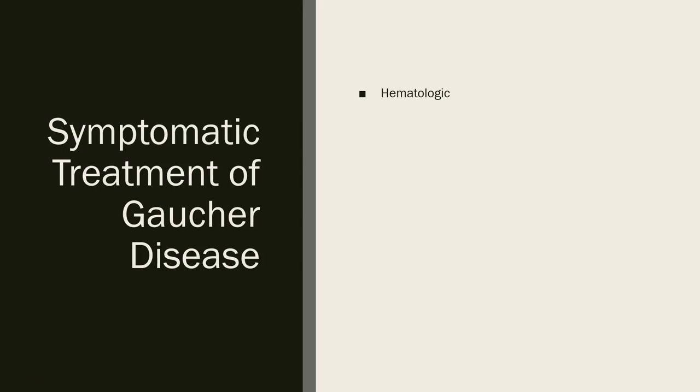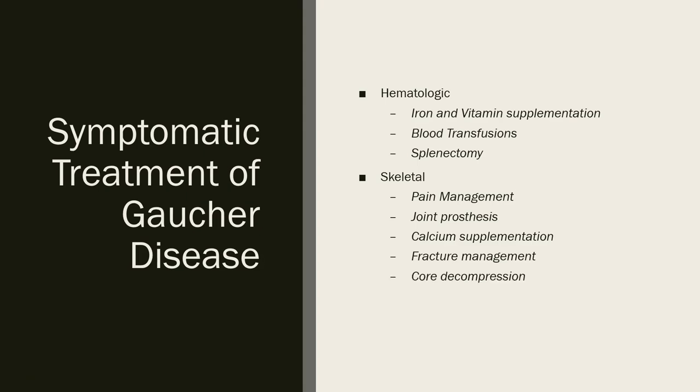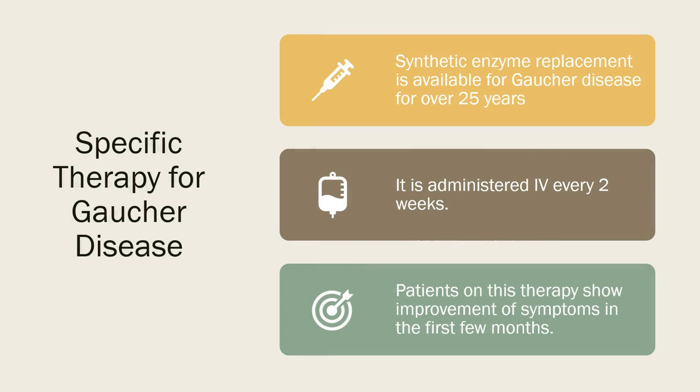Symptomatic treatment, and again, this was first described in 1850 by Dr. Gaucher, and they didn't have a lot of other therapies. So symptomatic treatment of Gaucher's, hematologic: iron and vitamins, blood transfusions if you're super anemic, and if the spleen is too large and causing too much trouble, you take it out. Skeletal: pain management, joint prostheses, calcium supplementation, fracture management, core decompression. But again, those are only going to treat certain symptoms. They're not going to treat the actual problem.